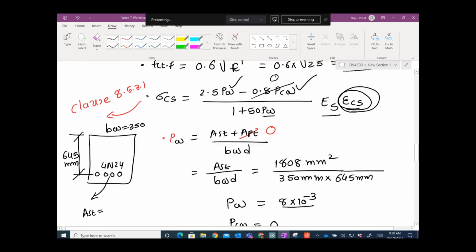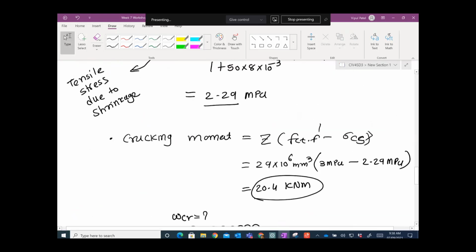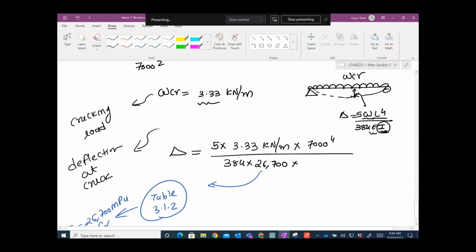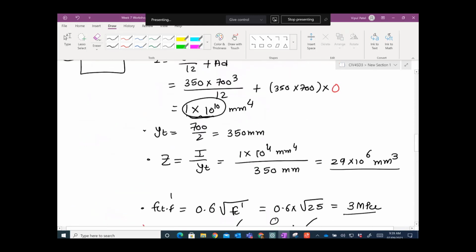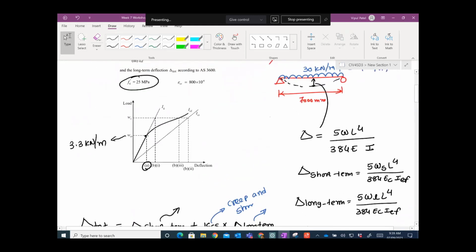1 times 10 to the power 10 millimeter to the power 4. If you simplify that, you get about 0.4 millimeters. So that is your deflection at A. In this diagram, we calculated this one, which is 0.4 millimeters.